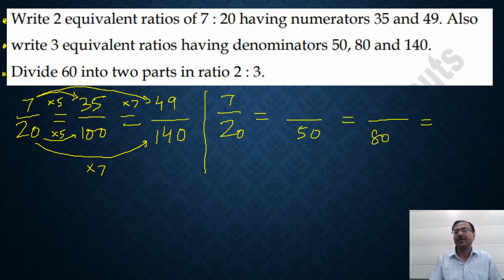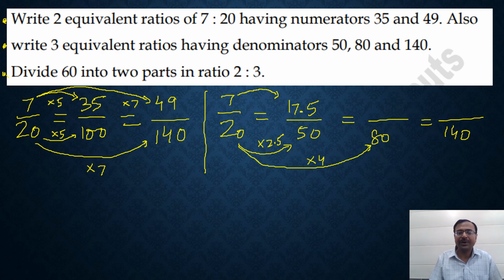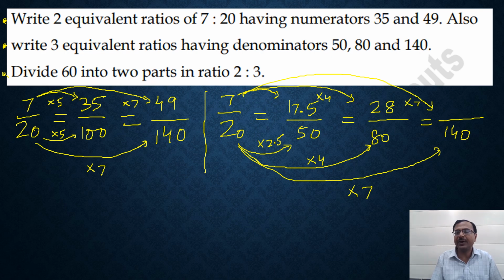So how do you convert 20 to 50? That is 2.5 times. So multiply 7 by 2.5, and 17.5 will be the numerator, right? Likewise, how do you get 80 from 20? Multiplication by 4. And so multiplication by 4 gives us 7 fours are 28. How do you get 140 from 20? Multiplication by 7. So multiply this also by 7. You get 7 times 7, 49. So 49 upon 140 is also an equivalent fraction.